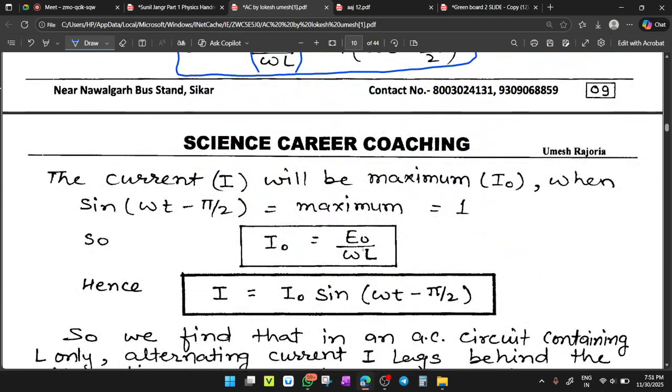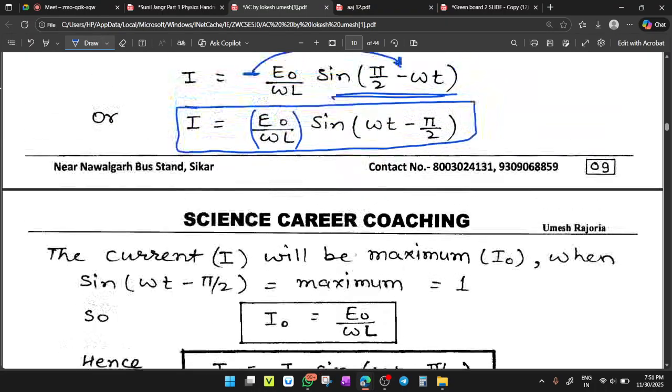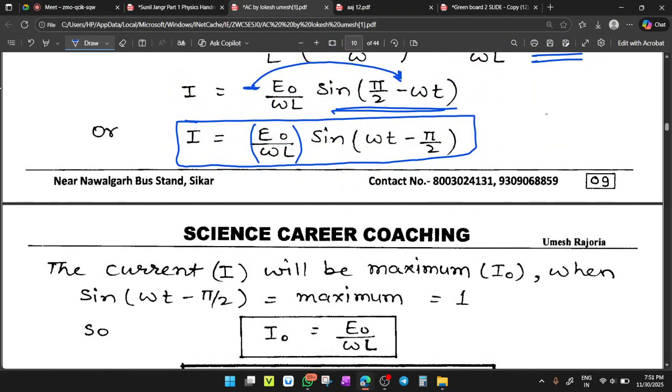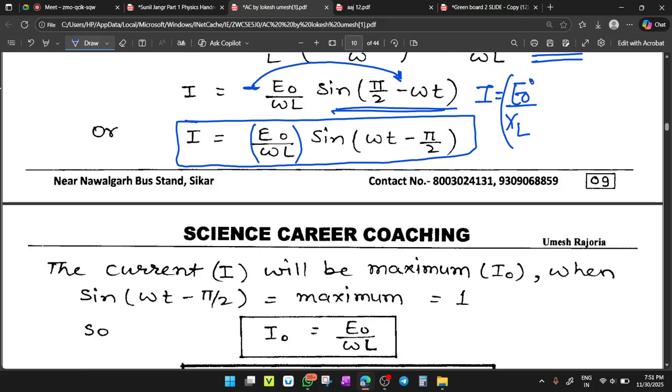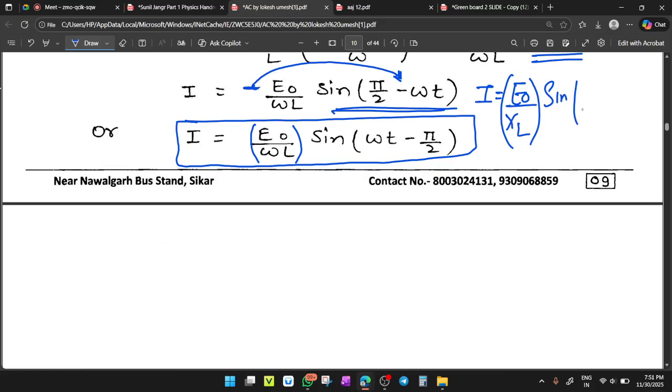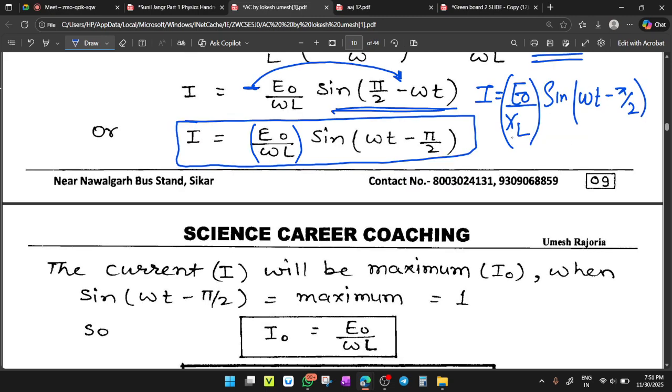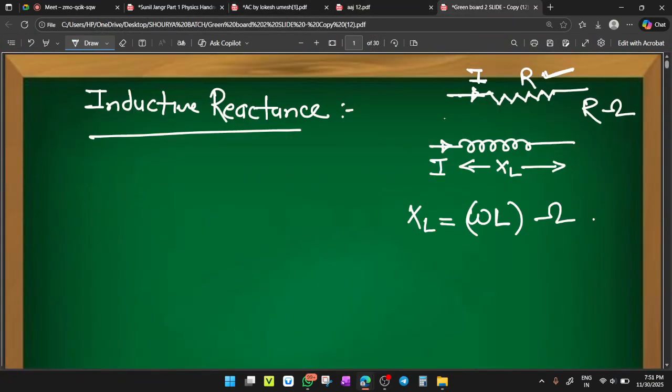So in the derivation, you have E naught upon omega L. So in place of E naught upon omega L, you can write E naught upon XL. So I becomes I equals E naught upon XL sine omega t minus pi by 2. Clear? Now this E naught upon XL, like in the case of resistive current, where we find I naught equals E naught upon resistance, this becomes the peak value of current.